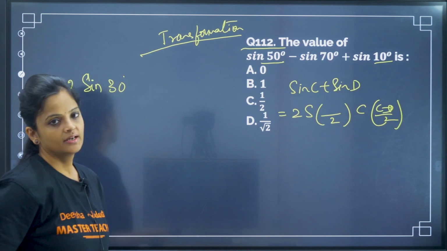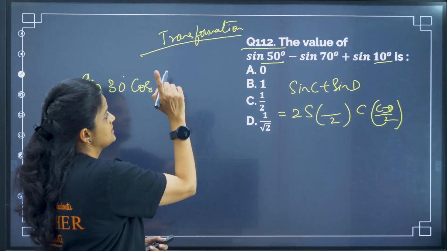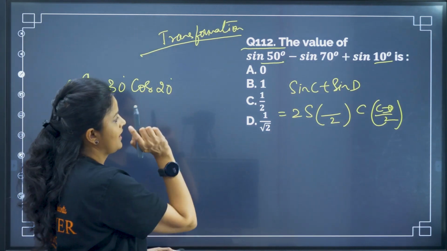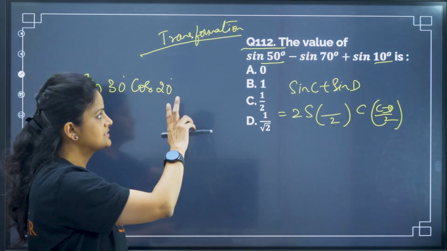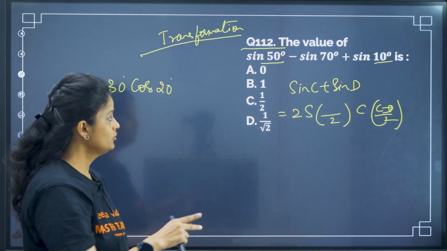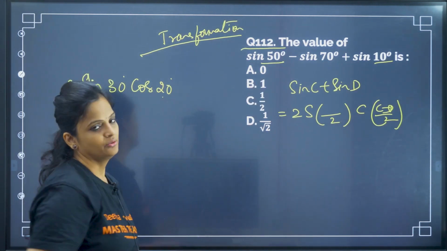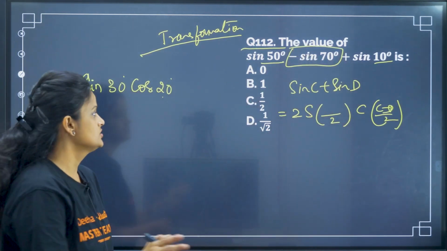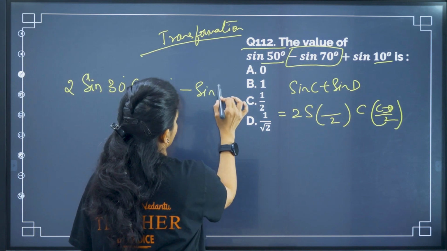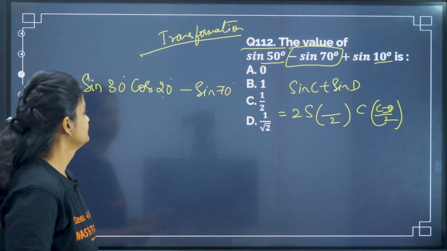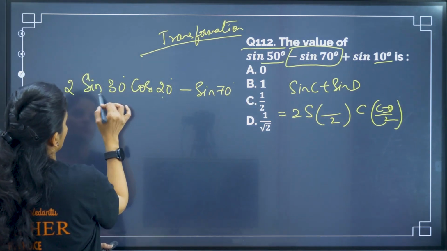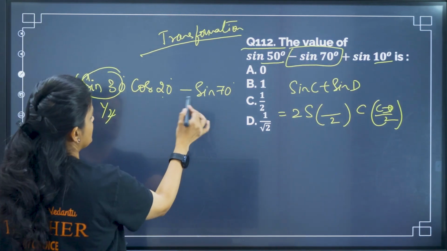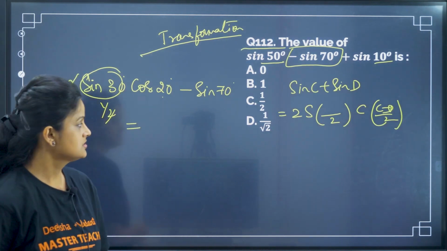Then take the cos. Subtract the angle, 40. 40 by 2 will be 20. I have written the formula for you. I am just adding the angles, divided by 2. Subtract the angles, divided by 2. The middle one I have not touched, so I will write it as it is. Now, this will be 1 by 2, which will get cancelled with this 2. Left is only this much. Can you see the answer now?